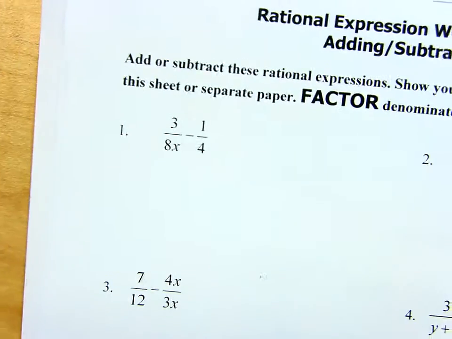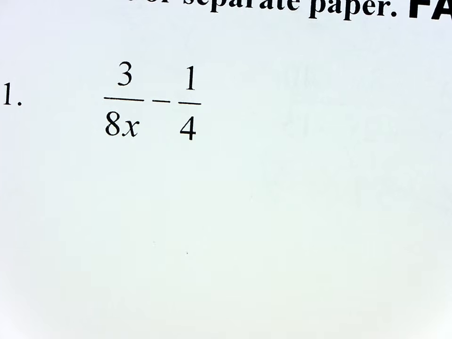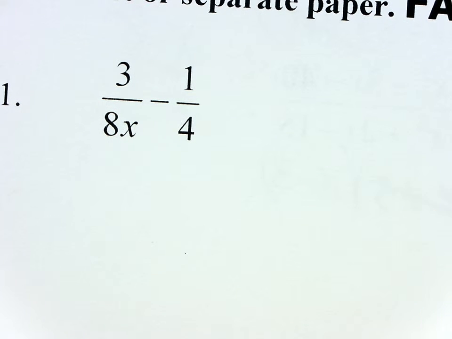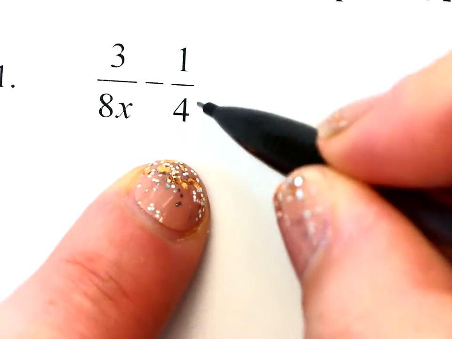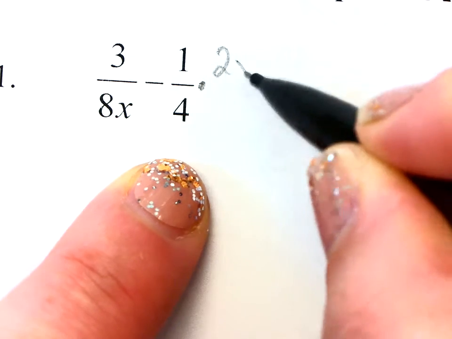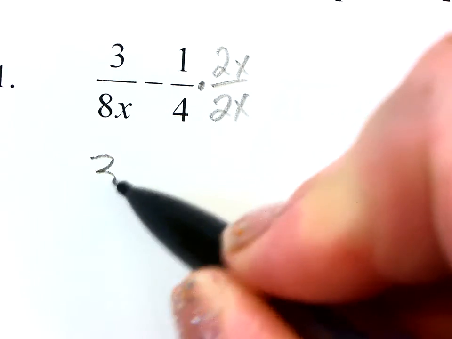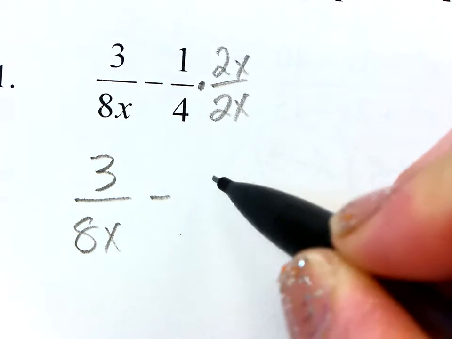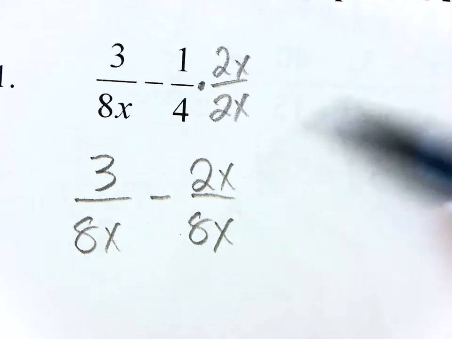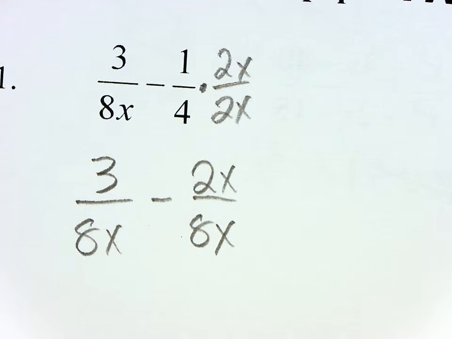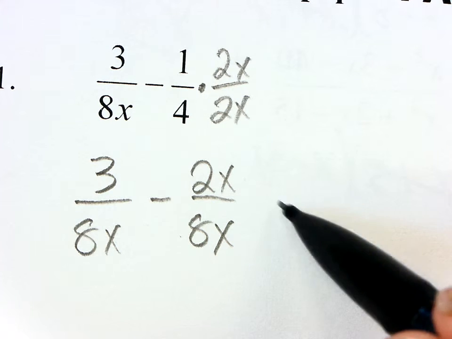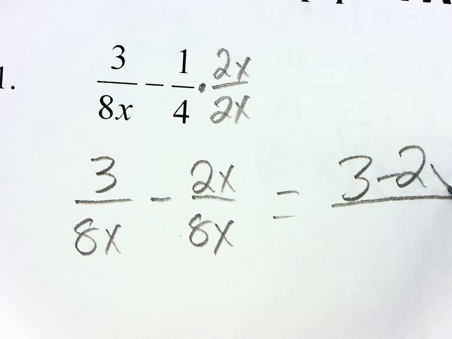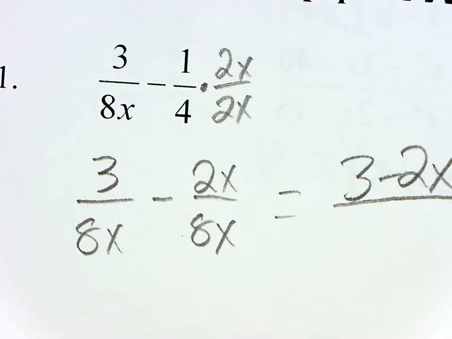Oh, yeah, we were going to do these problems on here. All right, so I'm looking at this one, and I want to get common denominators. I can turn a 4 into an 8. That's easy enough, but that's not all I need, right? So I'm going to multiply this side by 2x over 2x. So now I'll have 3 over 8x minus 2x over 8x. And now I can actually do it. So it would be 3 minus 2x over 8x.